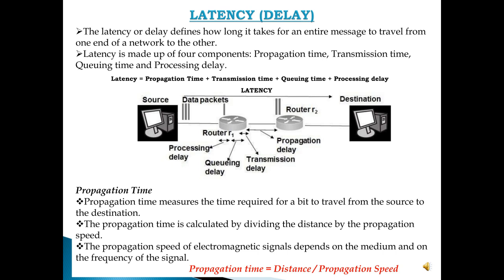Let's discuss the specified components. First we have propagation time. Propagation time measures the time required for a bit to travel from the source to the destination. The propagation time is calculated by dividing the distance by the propagation speed. The propagation speed of electromagnetic signals depends on the medium and on the frequency of the signal.